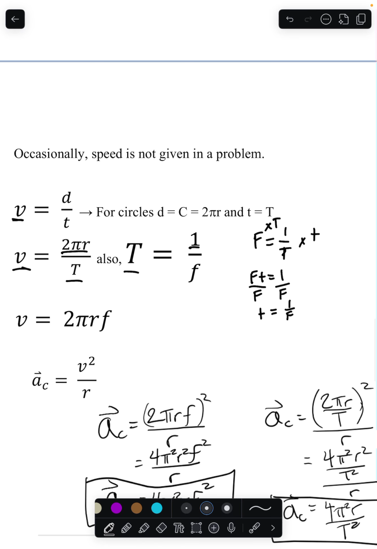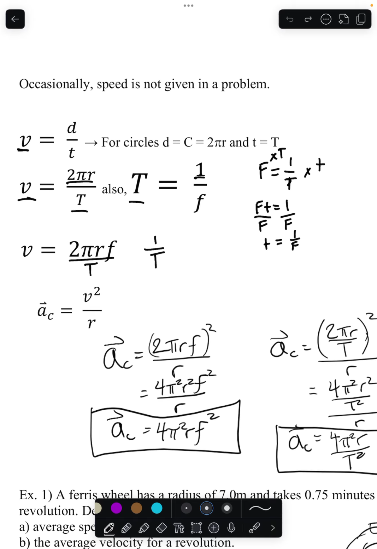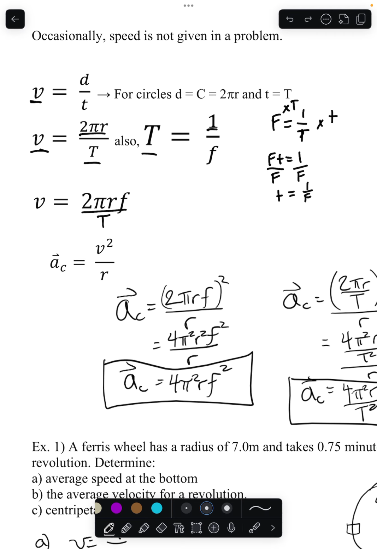Which we can also write in this situation. So v is going to be equal to 2 pi r f, where in the place of t, when it's over t, like this, 1 over t is going to be equal to just f, as we see over here. And then our acceleration will be equal to v squared over r.